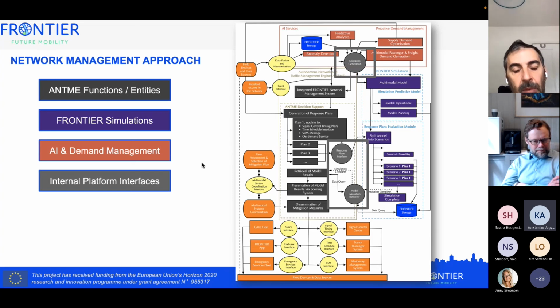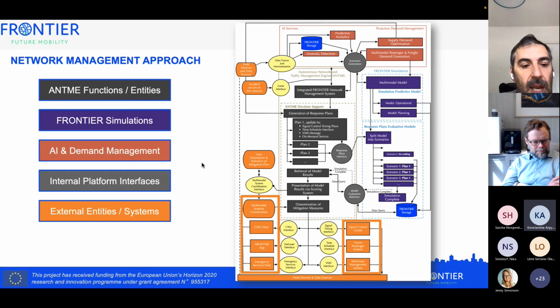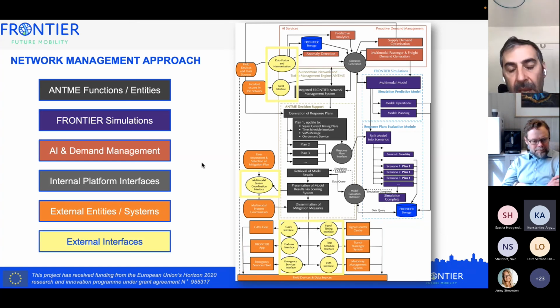Of course, we need to develop a number of internal interfaces for all these different components to talk to each other. We have external systems that we need to integrate into our platform, and this could be from ITS systems, cars, etc. And of course, we need to develop the interfaces to communicate with these external systems. So this is a very quick snapshot of the architecture and the solution we are developing as part of the project.